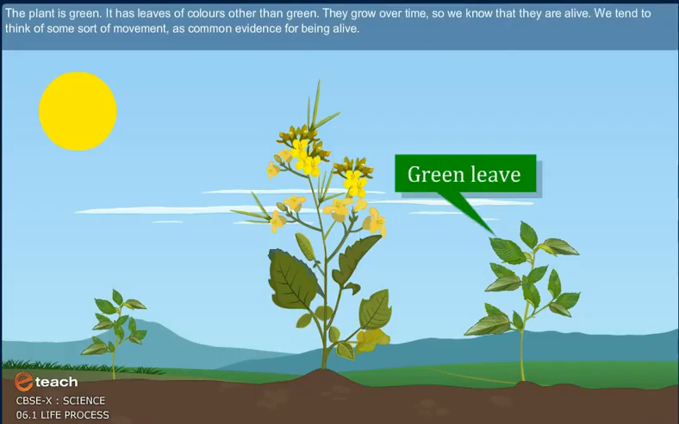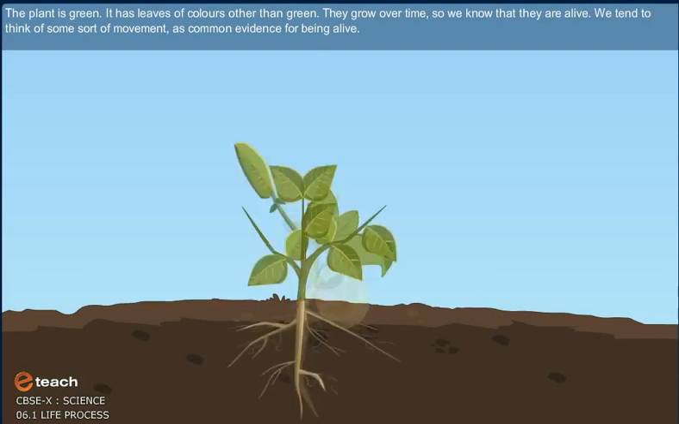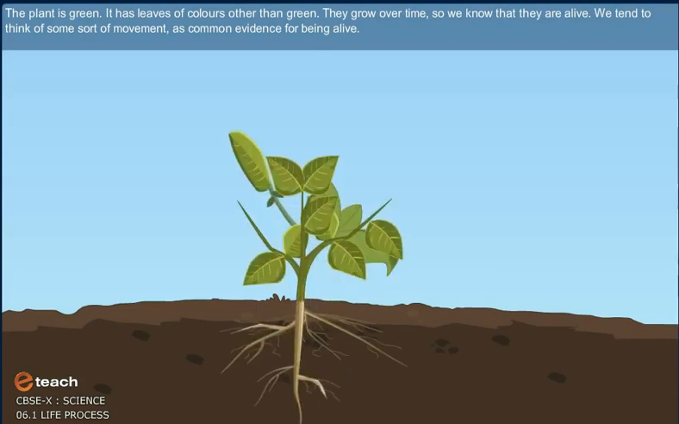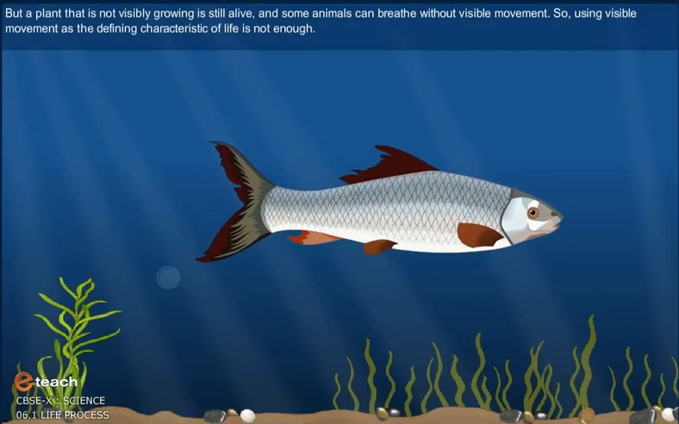The plant is green. It has leaves of colors other than green. They grow over time, so we know they are alive. We tend to think of some sort of movement as common evidence for being alive. But a plant that is not visibly growing is still alive. And some animals can breathe without visible movement. So, using visible movement as the defining characteristic of life is not enough.